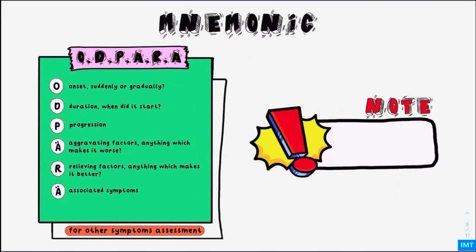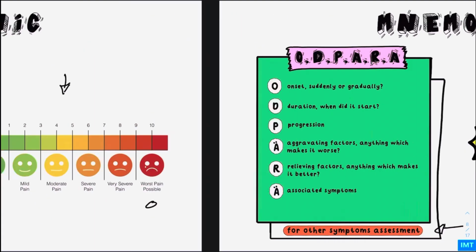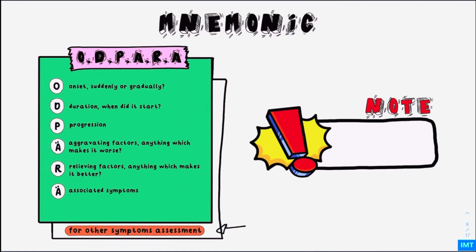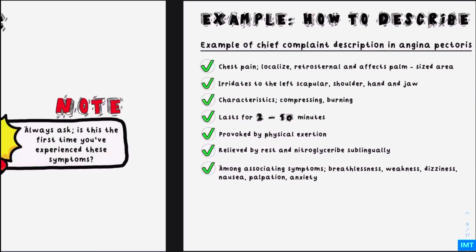Next, let's talk about the assessment of other symptoms. The first mnemonic is called SOCRATES: site, onset, character, radiation, associated symptoms, timing, exacerbating and relieving factors, severity. And here we have ODIPARA: onset, suddenly or gradually, duration, progression, aggravating, relieving, associated symptoms, and very, very important, always ask: is this the first time you have experienced these symptoms or not?